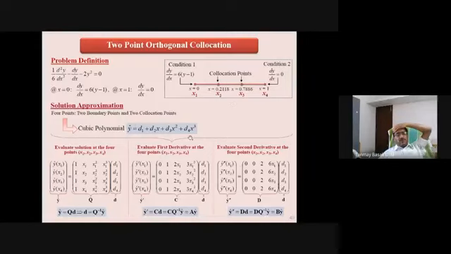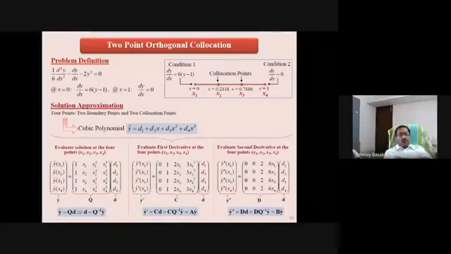So you are approximating the solution for this problem as a cubic polynomial, that is d1 plus d2x plus d3x square plus d4x cube. And of course, if you know d1, d2, d3, and d4, the advantage of the collocation technique, or any of the residual techniques, is that at any point in the domain we can get the solution. Please note down that at any point in the domain, we can get the solution.